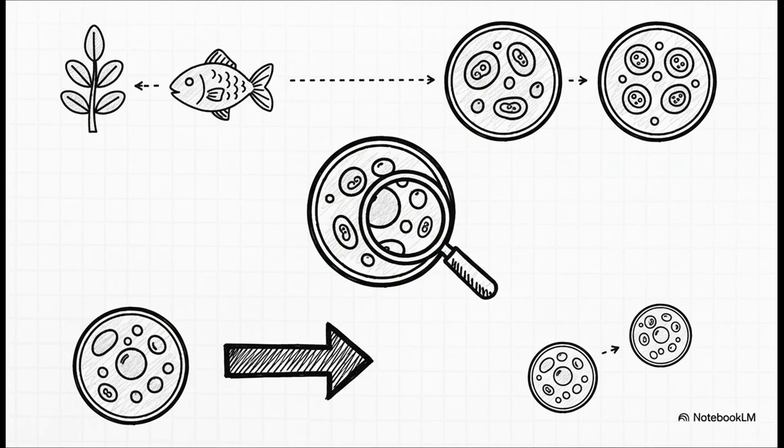Okay, so let's break down the rules of the game for life itself. First up, every single living thing is made of at least one cell. That's rule one. This makes the cell the basic unit of life. It's the smallest thing that we can really consider to be alive. And third, and this was the huge breakthrough, cells don't just magically appear out of thin air. Every single cell has to come from another cell that already existed.